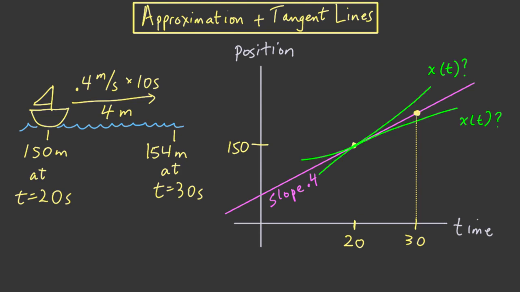How high is that? Well, starting from this point, which is at height 150, we've gone over by 10, and the slope is 0.4. So we've gone up by 0.4 times 10, which is 4. And so we end up at 154. This is the exact same calculation that we did previously with the velocity. We decided to treat the boat as if it had constant velocity, which is the same thing as treating the graph as if it's a straight line with constant slope.